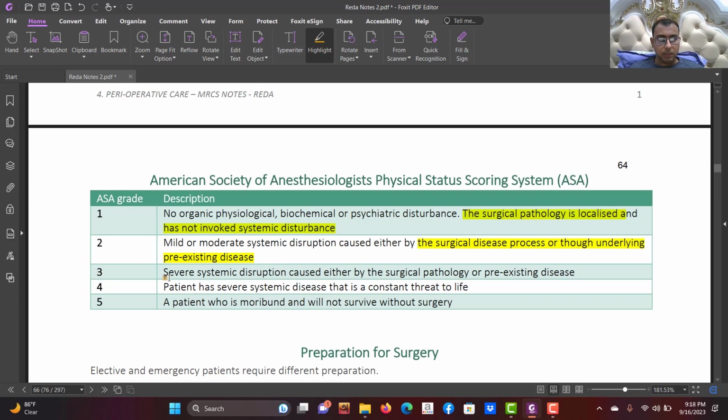In case of grade 3, there is systemic disruption caused by the surgical pathology, as in most acute emergency patients, or some patients with perforation, acute cholecystitis or appendicitis, who come with ASA grade 3. Anesthesiologists mostly need to face this grade 3 group of patients. Grades 4 and 5 are the severe ones. Grade 4 is severe systemic disease that is a constant threat to life, like shock.